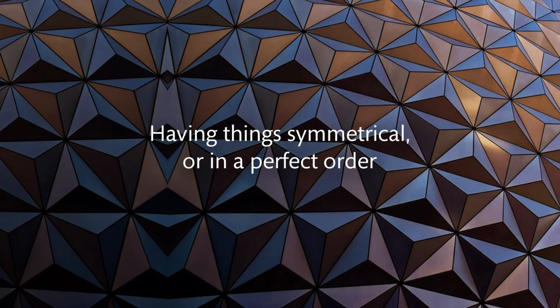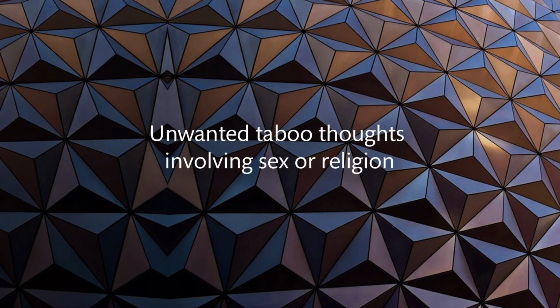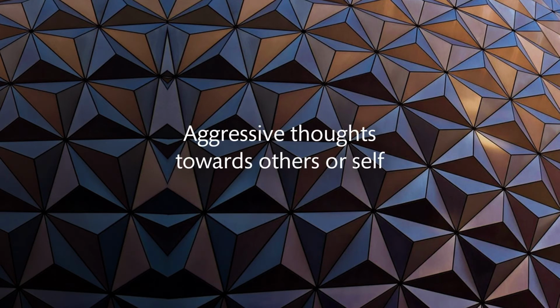Common themes for obsessive thoughts include having things symmetrical or in a perfect order, fear of germs or contamination, and unwanted taboo thoughts involving sex or religion. It can also be aggressive thoughts towards others or self. The repetitive behaviors that a person with OCD feels the urge to do in response to an obsessive thought are called compulsions. The compulsions often give the patient a direct feeling of relief, but only for a short while. Then it all starts over again.